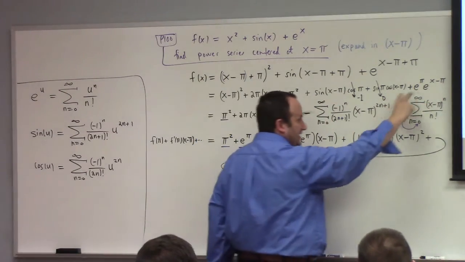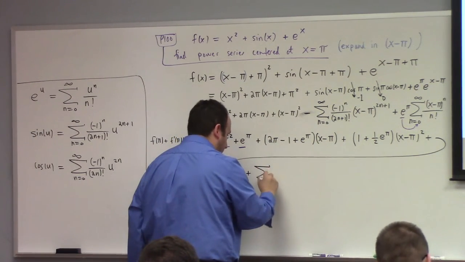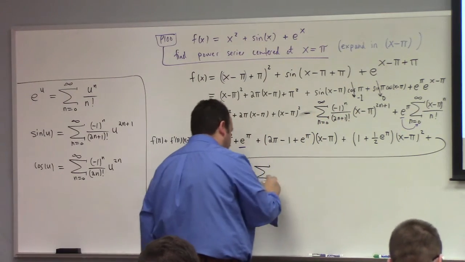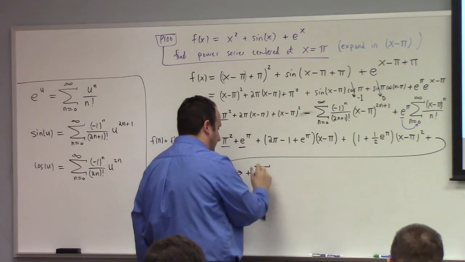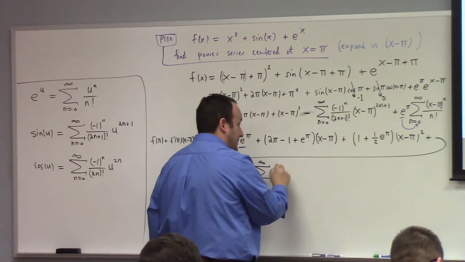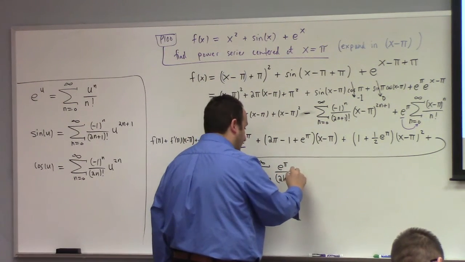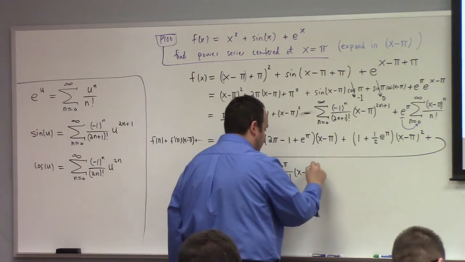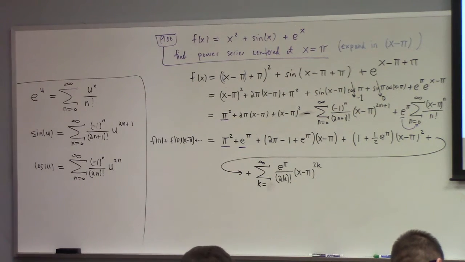So let me just pick on the even terms here. What does that look like? Let me use a k equals 0 to, well, I don't know, equals what to infinity. I'm not sure about that. Something to infinity of e to the pi over 2k factorial, x minus pi to the 2k. So I'm picking off the even part of that last series. Where do I start at? I'm putting n equals 2k. I'm splitting off the even part of the series.